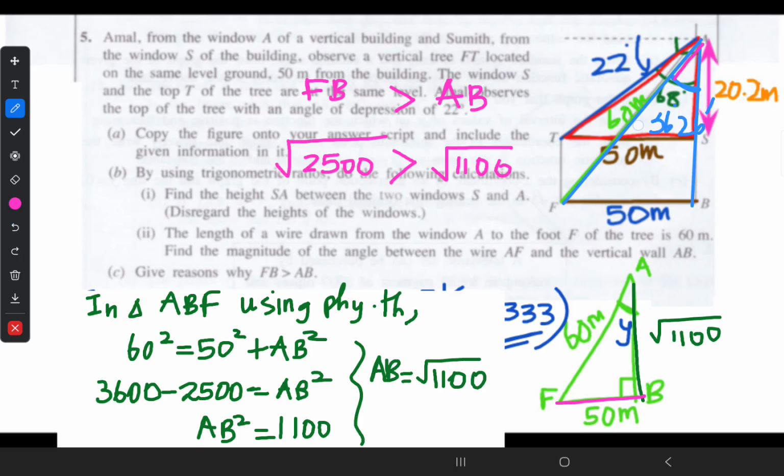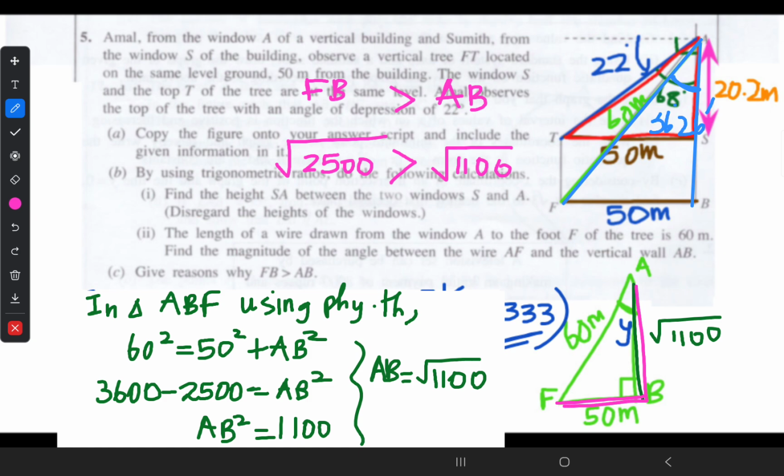And in the next case, this is 60, this is 50. You have to find this angle. So I separated that triangle and found the relationship of sine. Sine y would be 0.8333. So inside the sine table, I've identified for that particular sine value what would be the respective angle, 56 degrees and 26 minutes. Thereafter, in the last case, you have to show if FB is greater than AB.